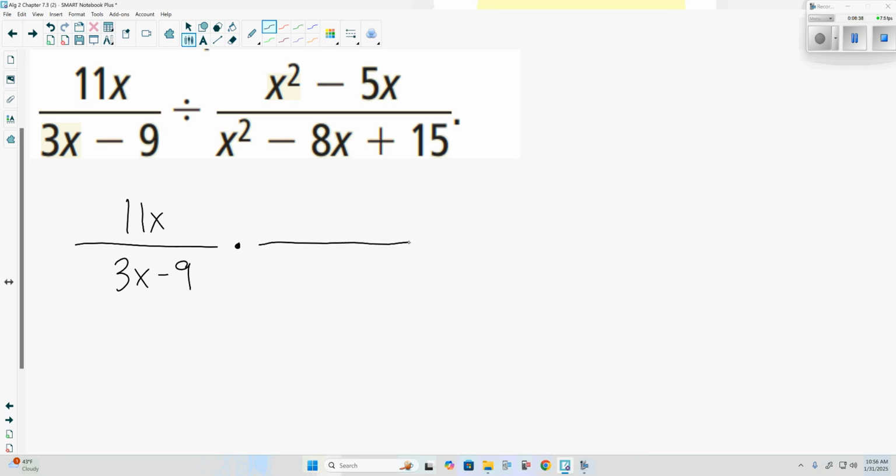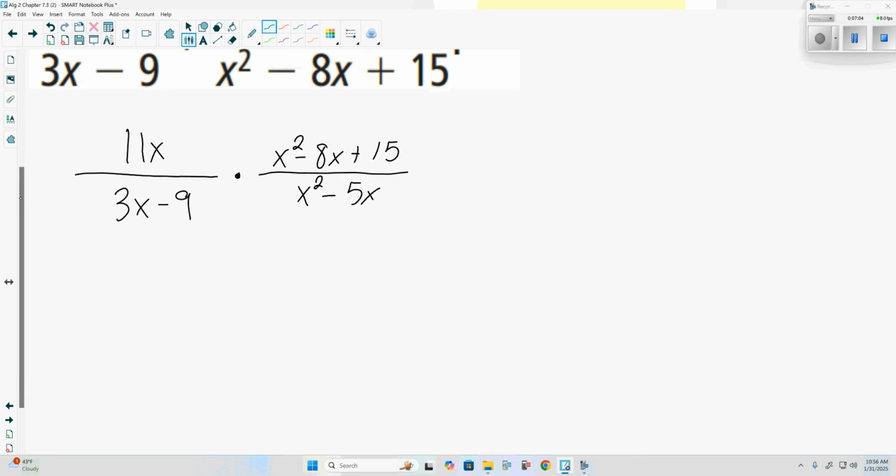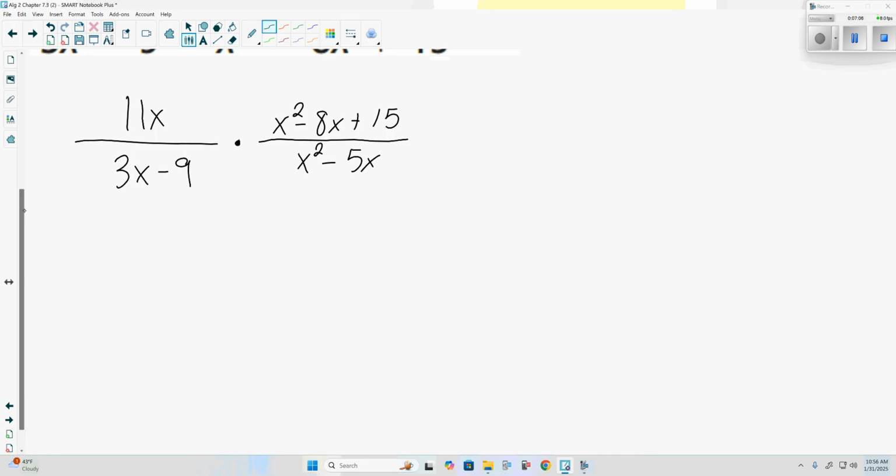So for our second division one here, 11x over 3x minus 9 divided by x squared minus 5x over x squared minus 8x plus 15. Our first main step we can do is keep the first one the same, change it from division to multiplication, and then swap, flip the second rational expression.